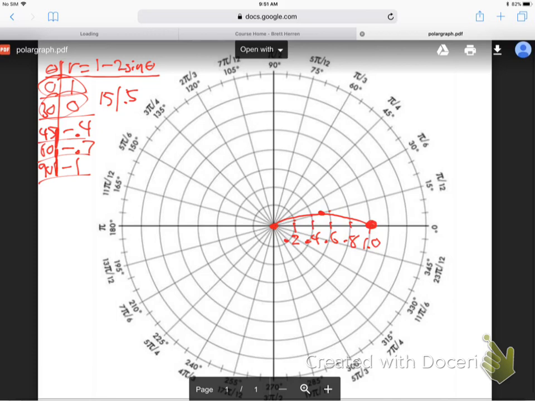Okay. Now, keep going. 120. Plug in 120. Are those values right? Is anybody checking those on the calculator? Yeah, they're good. Okay, thank you. 1 minus 2 sine 120 is negative 0.7. So what does that mean now?